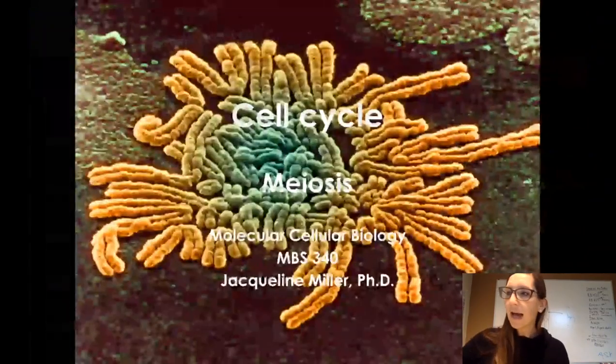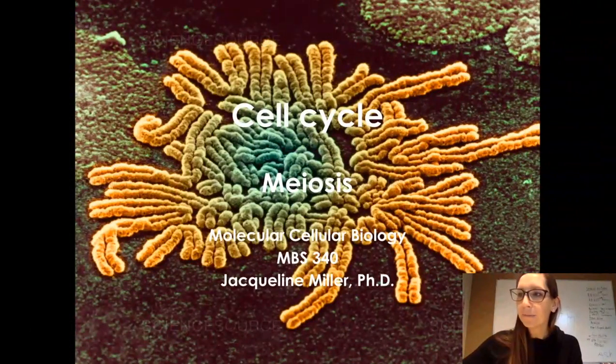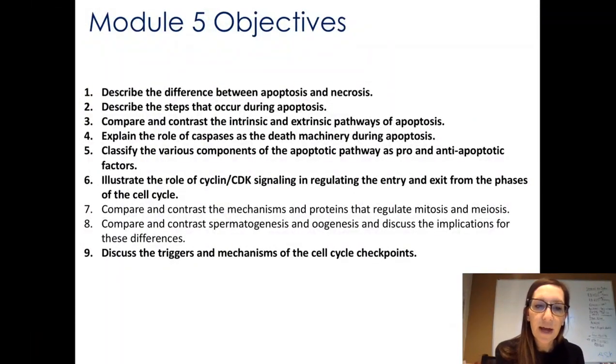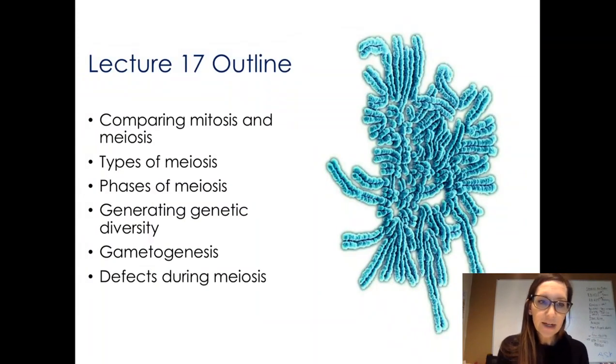We're covering the last couple of objectives for Module 5, which is a comparison between mitosis and meiosis. So we'll look at some of the differences, and then also looking at gametogenesis. How do we create these highly diverse gametes through the process of meiosis? For this lecture, we'll start with the mitosis-meiosis comparison, and then we'll look at some specific types of meiosis.